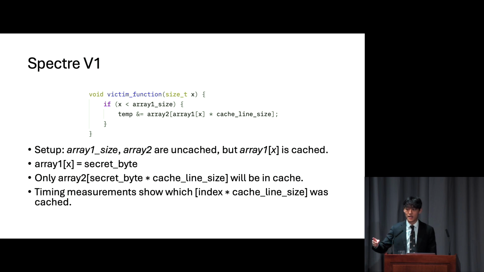And which index is that? It's going to be this one. So by going over every single cache line that could have been pulled from array 2 and seeing which one has already been pulled into the cache, we get the index of that cache line, and that index itself is the secret byte. If you're still confused, well, you're in luck.